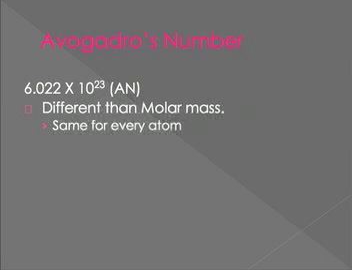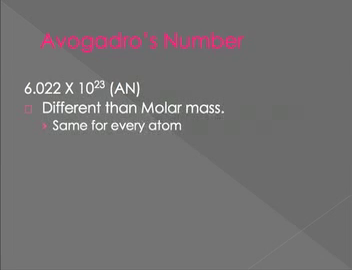So now we're going to look at Avogadro's number. This number is very simple. The one that we're going to be using is 6.022 times 10 to the 23rd. We can abbreviate this for the use of this PowerPoint by AN. So wherever you see AN, you're going to insert 6.022 times 10 to the power of 23. This number is different than molar mass.